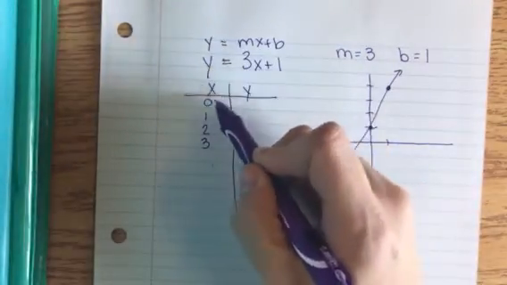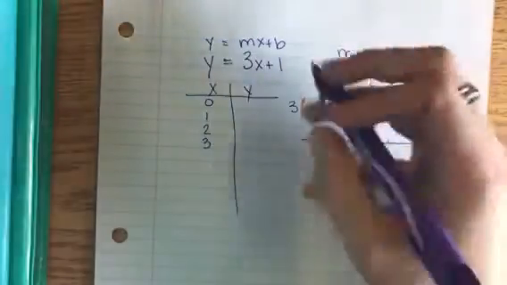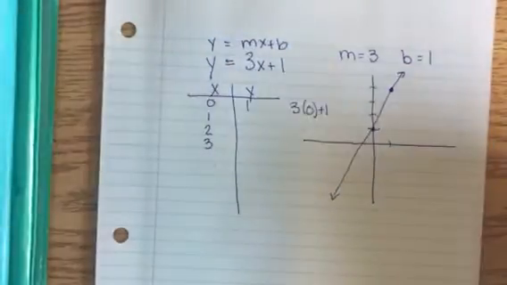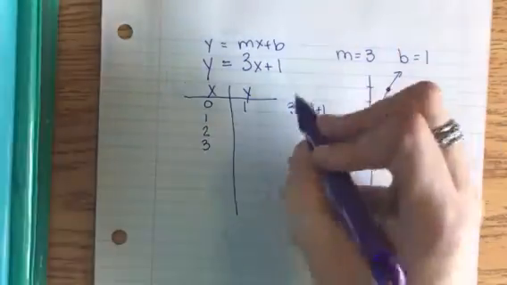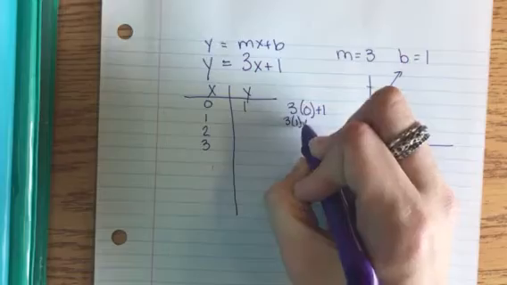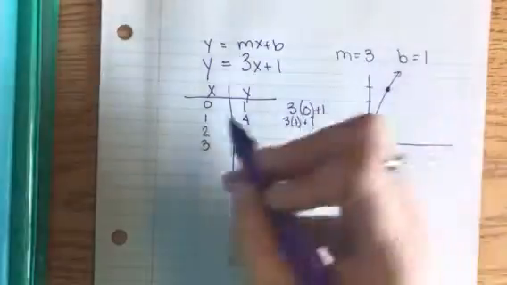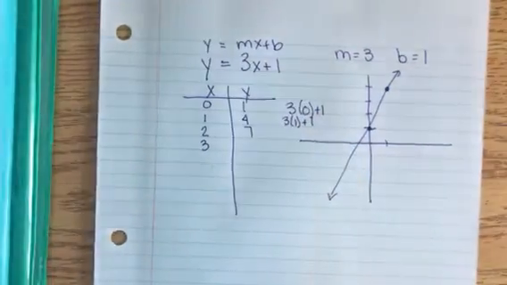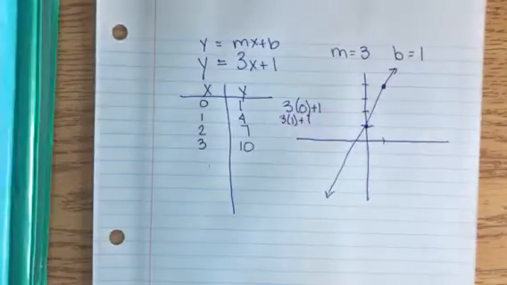So we're going to plug in 0 for x. So instead of saying 3 times x, we'll say 3 times 0 plus 1, which will give us 1. If we plug in 1 for x, so 3 times 1 plus 1, which gives us 4. If we plug in 2, 3 times 2 is 6, plus 1 is 7. We could do this as long as we wanted.